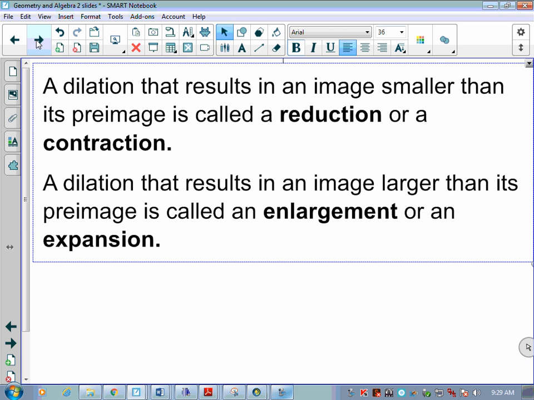A dilation that results in an image smaller than a preimage is called a reduction or a contraction. Something contracts, gets smaller, reduced in size. A dilation that results in an image that's larger is called an enlargement or an expansion. Those are terms that you want to know because they may ask, is this a reduction or an enlargement? Is this a contraction or an expansion? Does that make sense? Those should be give-me's in how those terms are used.